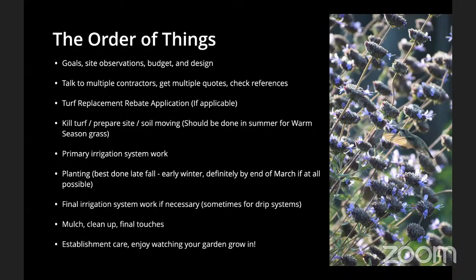From there, you're going to do your planting. If you're in our area, remember that's best done late fall to early winter, definitely by the end of March, if at all possible. And then you're going to do any final irrigation system work if you're going to be doing your drip system. And that's like right afterwards. Be ready. Don't wait a long time. It's not, I'll get to it eventually. Be ready to put that in next weekend, later that same weekend, or whatever.